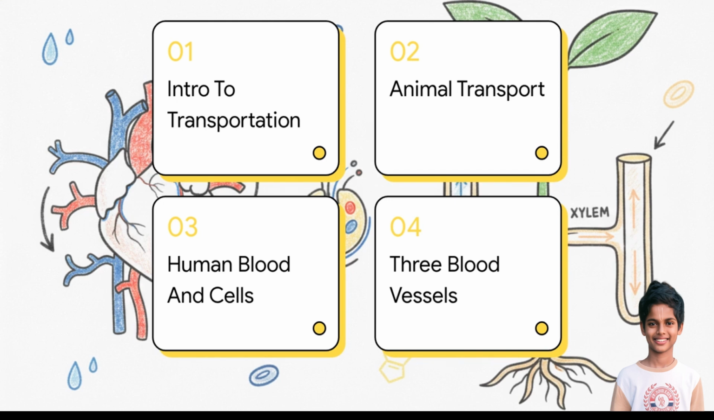To master this concept, our explainer today covers 4 sections. 1. Introduction to transportation. 2. Transport in the animal kingdom. 3. Human blood and cells. And 4. The 3 blood vessels. My dear students, mastering these 4 topics is your absolute secret to scoring full marks on your upcoming exams. Let's jump into the first one.